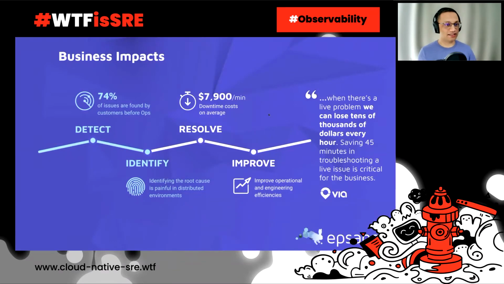So this essentially has had a lot of business impacts too. As you can see, almost 3/4 of the issues are found by customers before the operations team. And every minute of downtime costs customers around $8,000 in revenue. That's a huge number. So how can we reduce those numbers? That's where observability in microservices comes into frame.